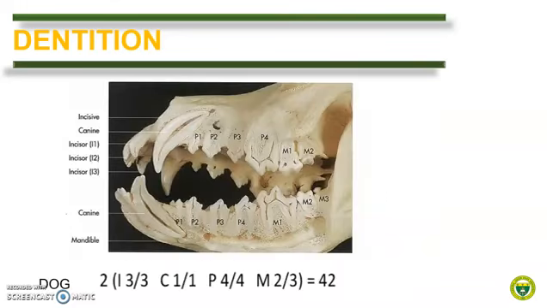Now let us discuss the dentition of each animal. In dogs, the total number of teeth is 42 as written in the dental formula. Take note that there is a difference between the number of the molar teeth in the upper and lower dental arcades. Being a carnivore, they have robust canine teeth as shown here. The upper fourth premolar and the lower first molar are termed as the carnassial teeth, which bear 3 roots.